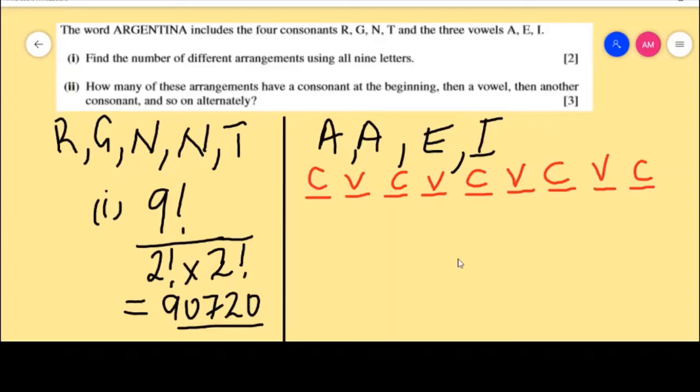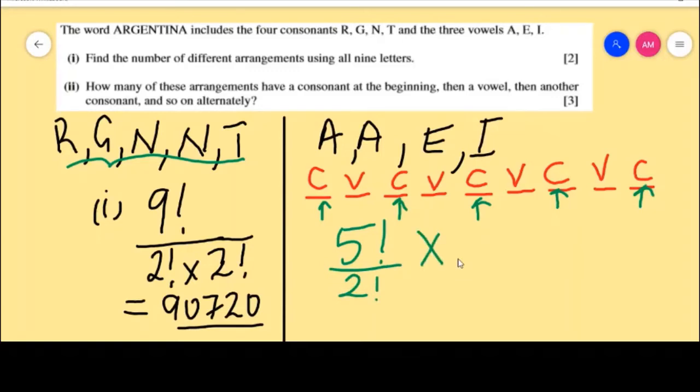Right. So for me to do that, I'm going to arrange the consonants first. So I'm going to see how many ways of arranging these consonants here. And I've seen that I've got these 5 consonants. So 5 factorial for arranging the consonants, but the N's repeat, so divided by 2 factorial.